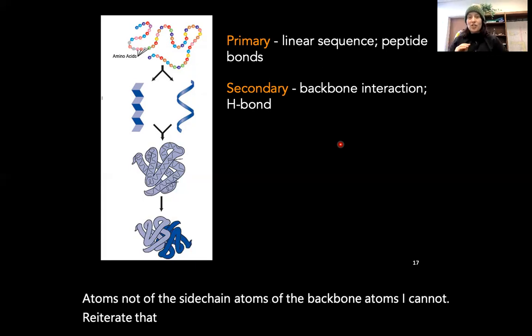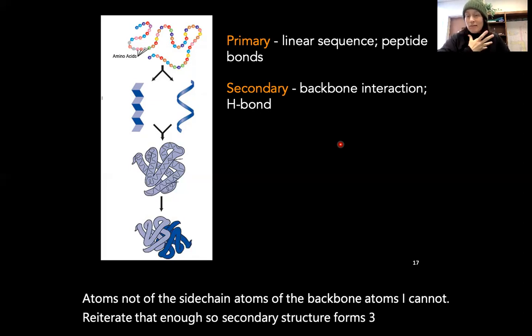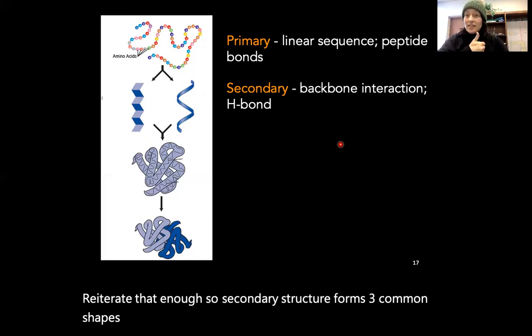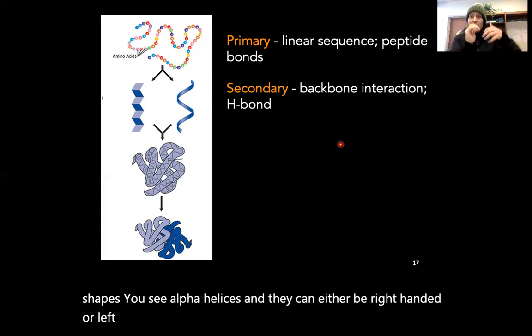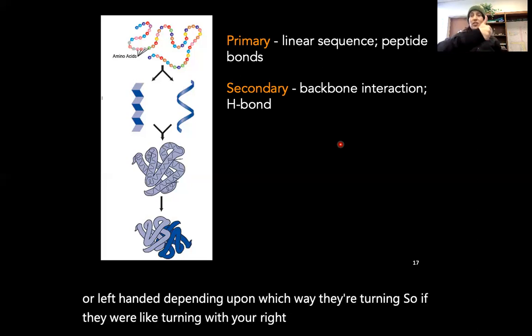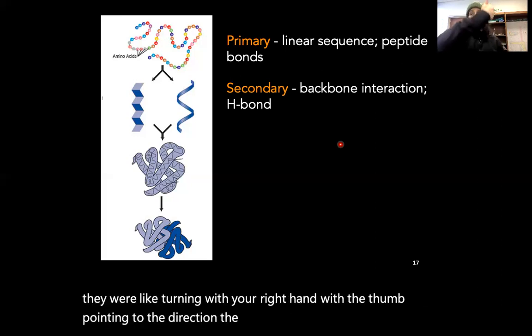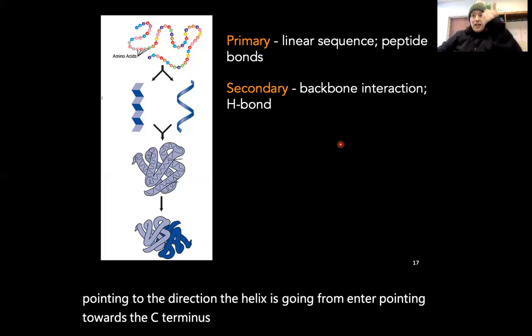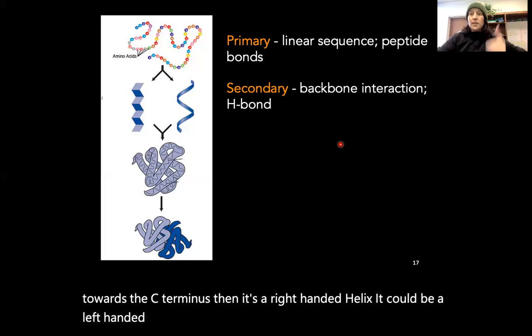So secondary structure forms 3 common shapes. You see alpha helices, and they can either be right-handed or left-handed, depending upon which way they're turning. So if they're turning like your right hand, with the thumb pointing in the direction the helix is going, towards the C terminus, then it's a right-handed helix. It could be a left-handed helix if it's turning the opposite direction. So you see alpha helices.